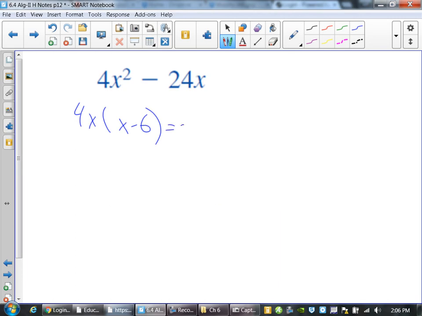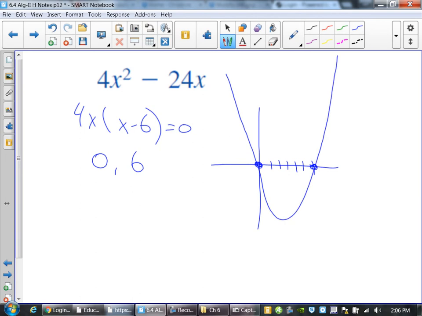Now, if I set this equal to 0, I'm finding my zeros then. What are my two zeros? 0 and 6. So where does it cross the x-axis? 0 and 6. Using your tails dance, which way is this pointing? Up, up. Where's your axis of symmetry? 3. X equals 3.